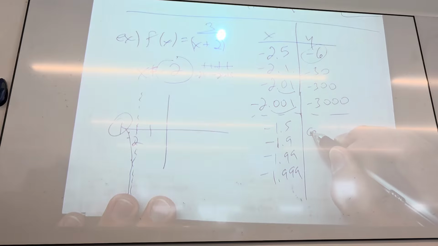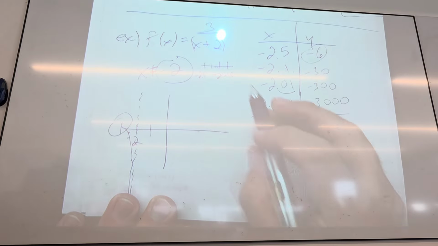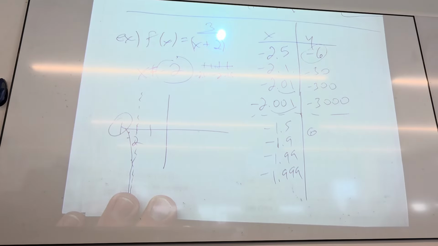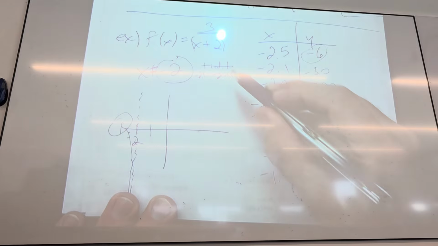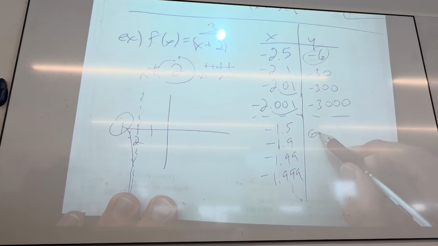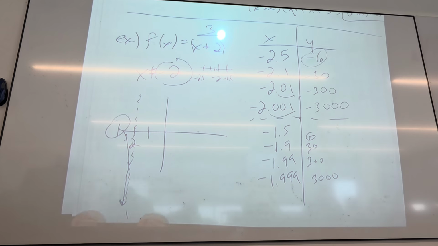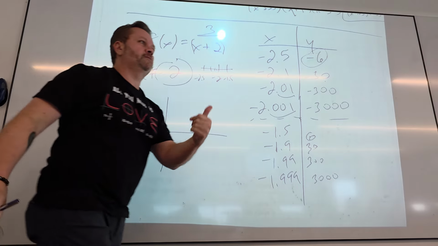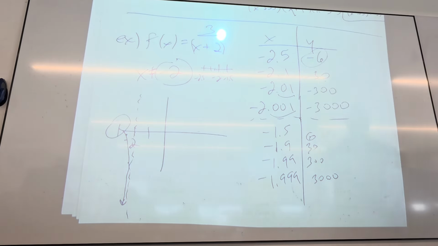So what do you guys think is going to happen? 6, not negative 6, because now I'm approaching it from the side that allows the bottom to be positive. Negative 1.9 plus 2 is 0.1. 3 divided by 1/10 is 3 times 10, which is 30, then 300, 3,000. The same thing happens for the same reason, except it's not negative this time, because I'm approaching from the right side of negative 2. If I plug in numbers bigger than negative 2, the bottom is positive. Are you guys all with me?